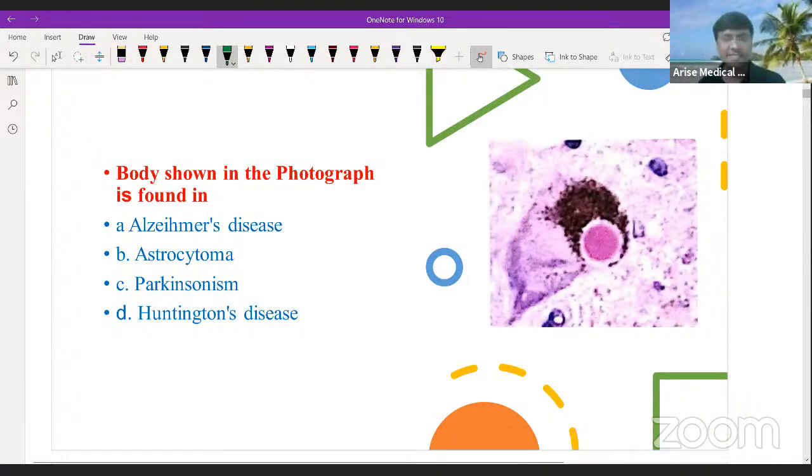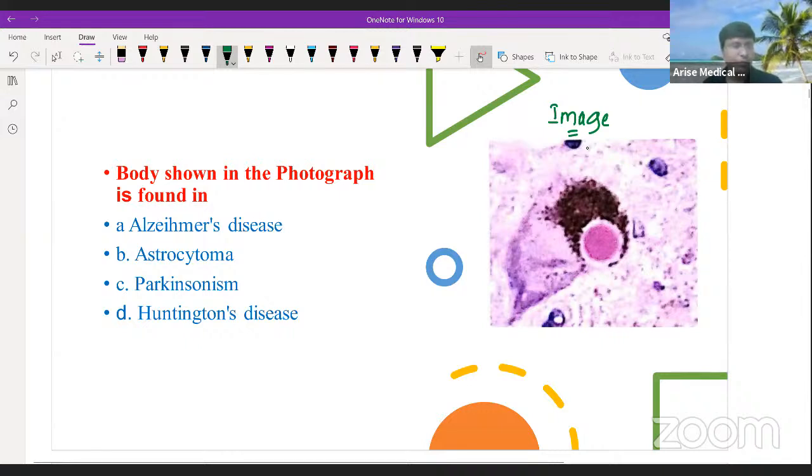Now, let me discuss an image. So, this is the image over here. Very interesting image. What is the body shown in the photograph? The body, whichever is shown in the photograph, is found in Alzheimer's disease, astrocytoma, Parkinsonism, Huntington's disease.